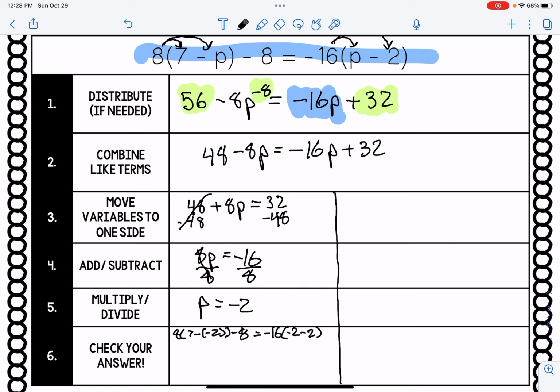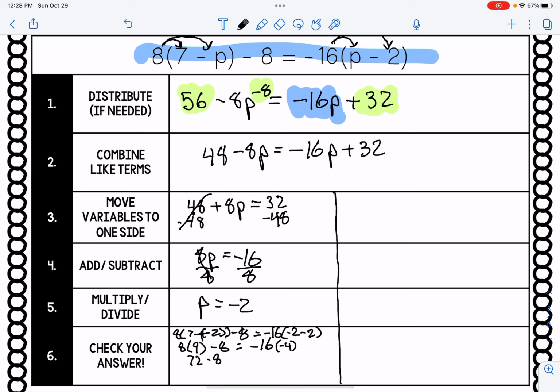All right, now I have two sides. I can do things kind of simultaneously here. Let's do our parentheses first. So 8 times, in the parentheses, 7 minus negative 2 is the same as 7 plus 2, so that will be a 9 inside of there. Minus 8 equals, we're doing the parentheses on the other side, so negative 16. Negative 2 minus 2 is negative 4. 8 times 9 is 72.